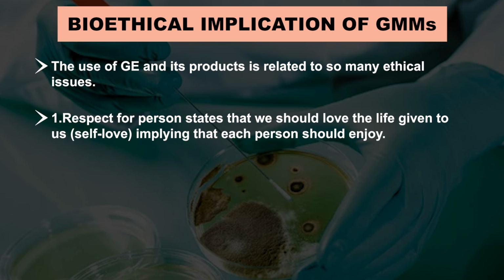The first one, respect for the person, states that we should love the life living in us, implying that each person should enjoy autonomy, being self-ruled and capable of deciding and making choices, and have respect for the individual, the community and local culture. Also, the dignity of people should be taken into consideration.